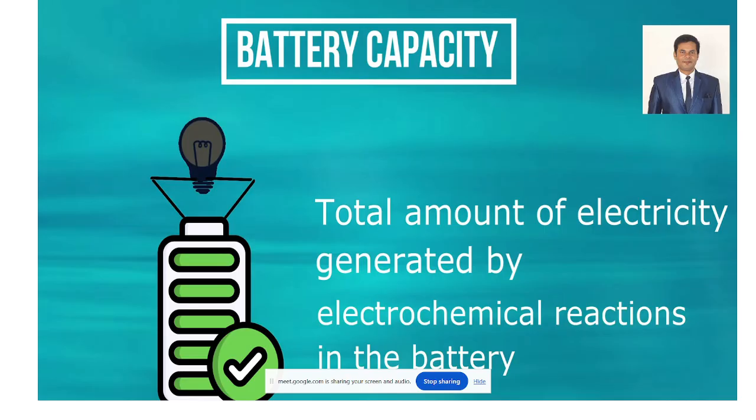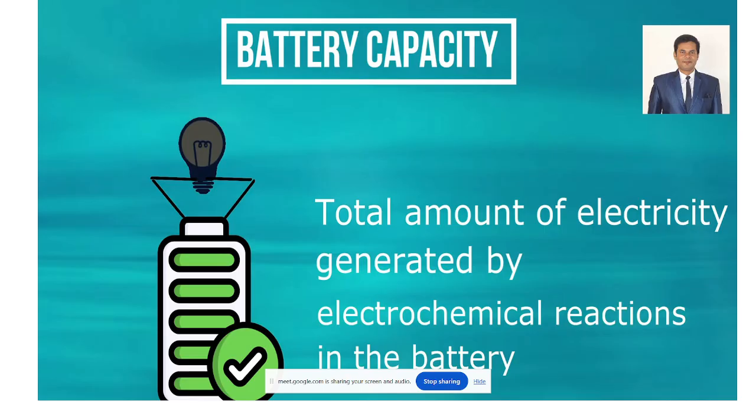The battery capacity. What is actually the definition of the battery capacity? It is the amount of electricity generated by electrochemical reactions in the batteries. During the charging of the batteries, it generates a certain amount of energy, which is required to deliver energy to the loads by the chemical reactions. We discussed in the earlier sessions, from the photovoltaic cells to the battery, how the chemical reaction happens.